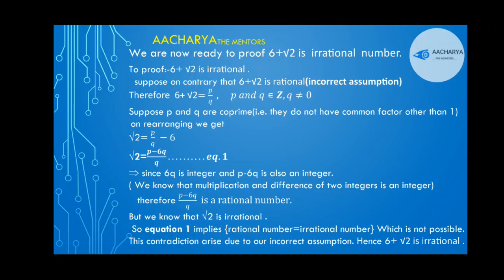So this contradiction arises due to our incorrect assumption. Hence, what is our incorrect assumption? That 6 plus square root 2 is rational. Therefore, what will be the correct assumption? That 6 plus square root 2 is irrational. Hence, this contradiction proves our result that 6 plus square root 2 is irrational.